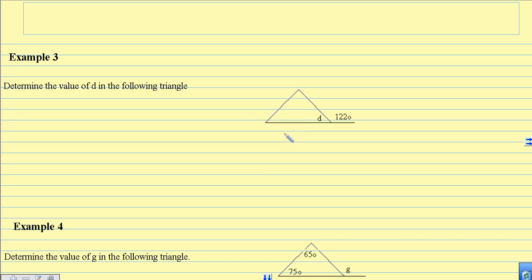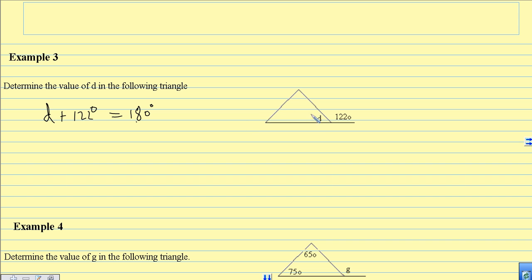And well, if I were to get a protractor out and measure the angle of a straight line, that would be 180 degrees. Well, now it's cut by this part of the triangle here. So that means that D plus 122 degrees would have to be equal to 180 degrees. Okay.